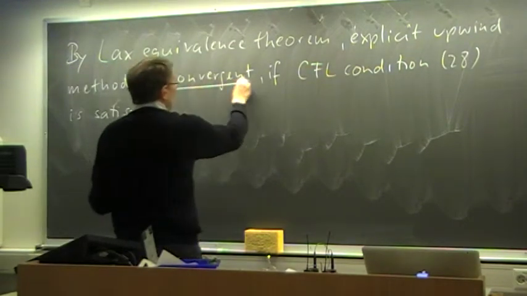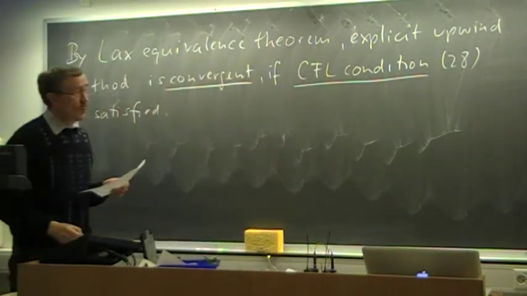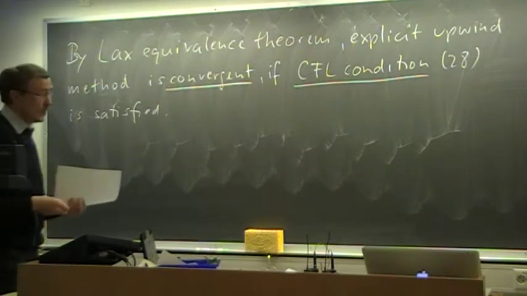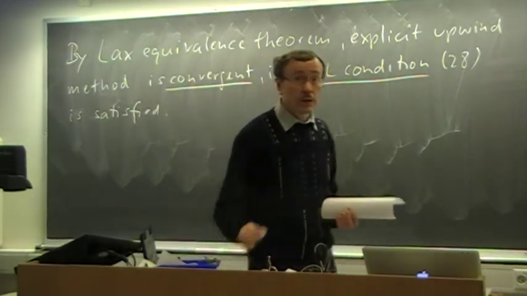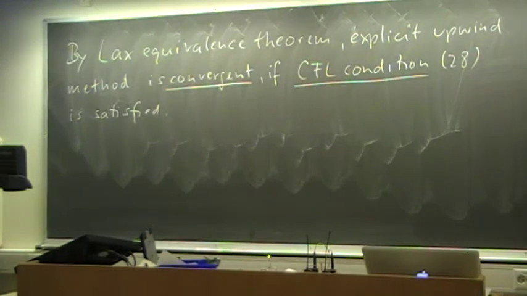So that means that the numerical solution that we get with the explicit upwind method will converge to the exact solution of the linear advection equation as we refine delta x and delta t. Okay, so that is useful, that we know that we are really getting close to the exact solution when we use this.